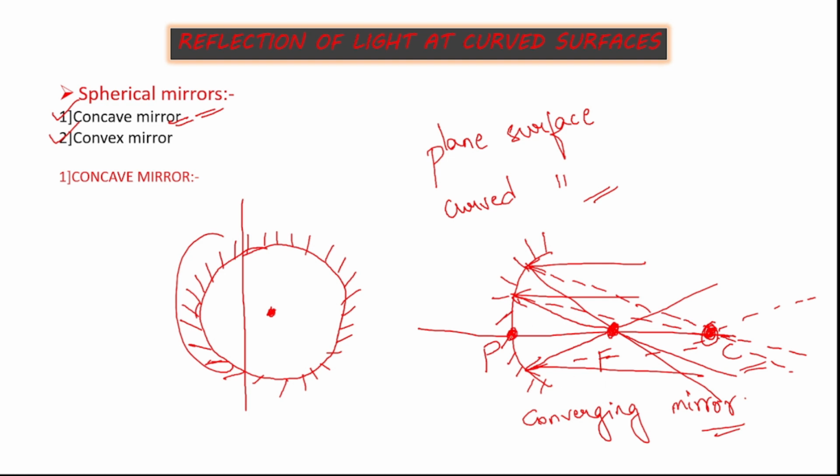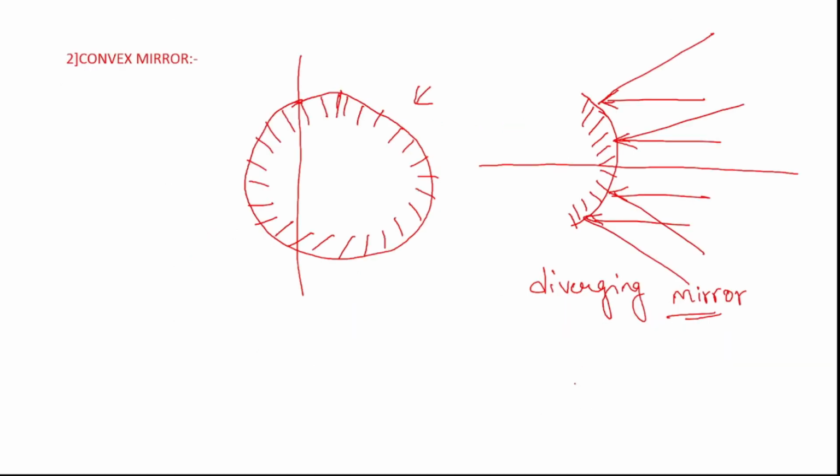Okay, and the line passing from pole to center of curvature is called as principal axis. So this line which is passing from pole to center of curvature is called as principal axis. So these are pole, focus and center of curvature and principal axis in case of concave mirror. Next, let us see what is convex mirror.